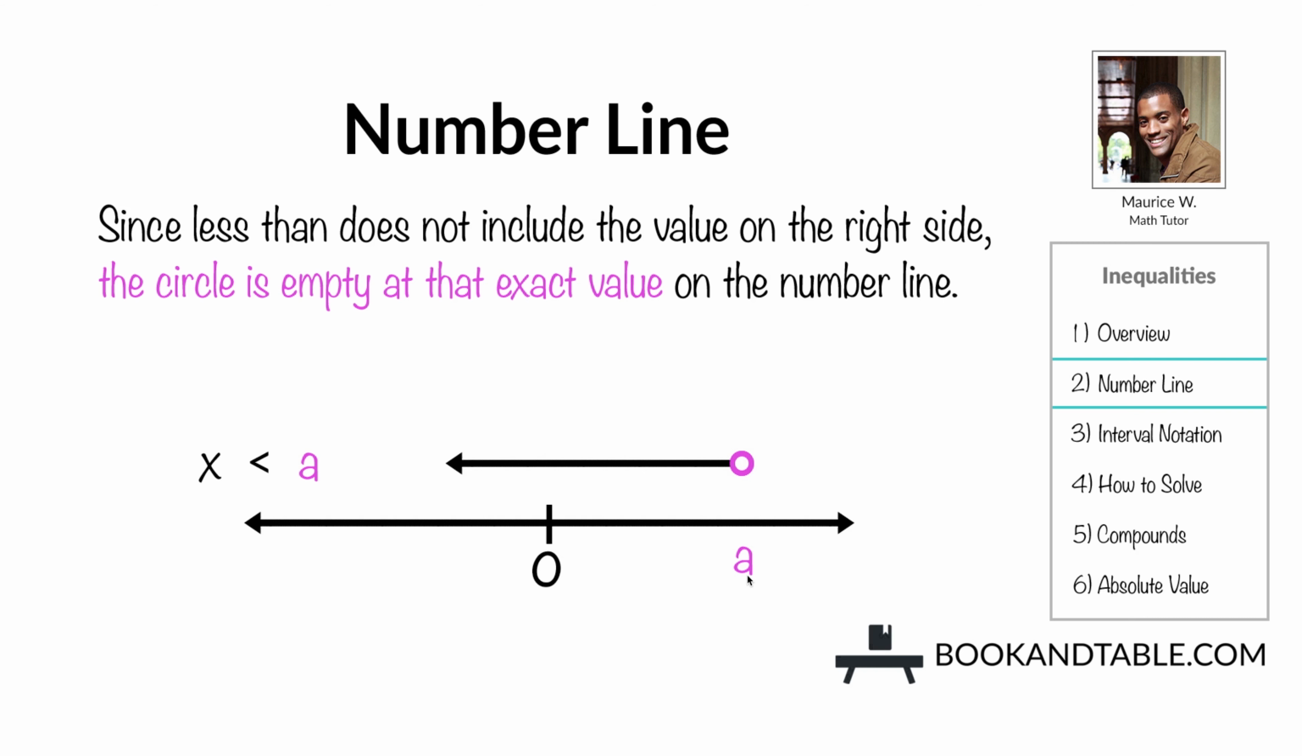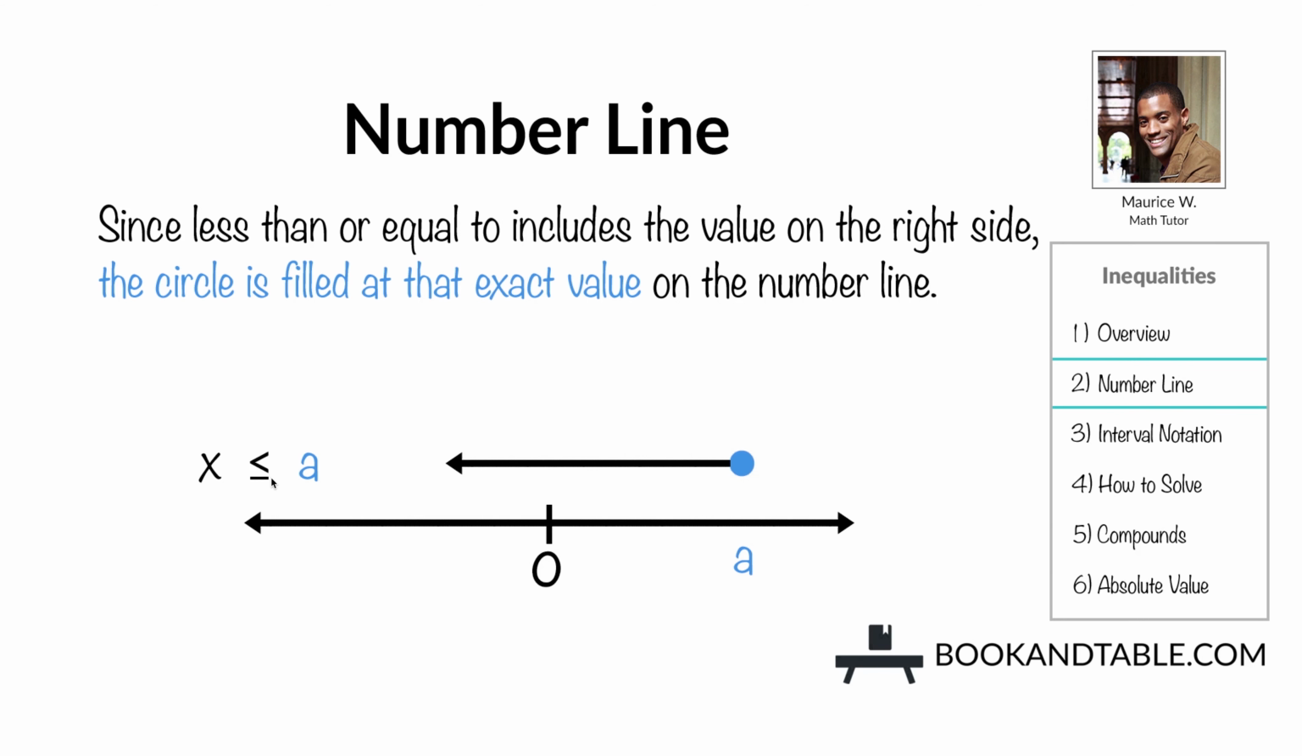And if a were any number, this would be the only difference. We just change a to 7. And now this number line represents x is less than 7. So if you're asked to draw this, you go to the number 7, draw an empty circle, and then draw an arrow to the left side since it is less than.